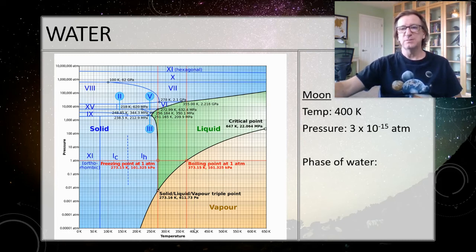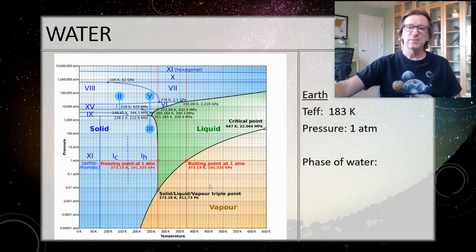What's the phase going to be? Yeah, it's going to be vapor. So this is why ice is actually not terribly common. It's only in the shadows where the temperature is very cold. And you see the temperature's got to get down to 150 Kelvin or so before you're going to have ice anywhere on the moon.